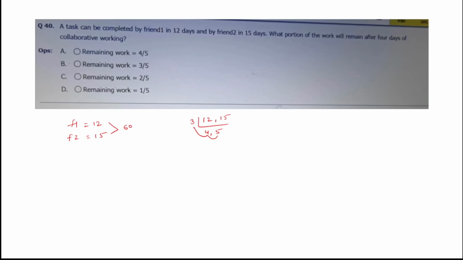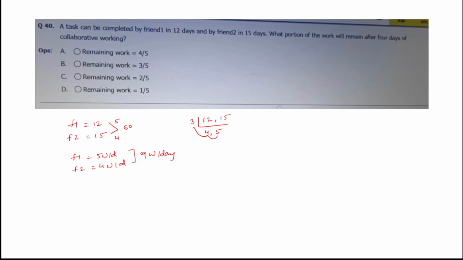And in the 12 table, 60 comes 5 times and in the 15 table, 60 comes 4 times. So friend 1 will complete 5 work per day and friend 2 will complete 4 work per day. But in the question, they are asking for collaborative working. So we need to add both of these values, that is 5 plus 4, 9 work per day.